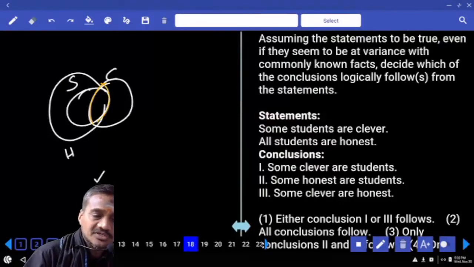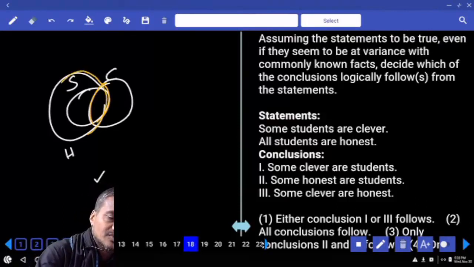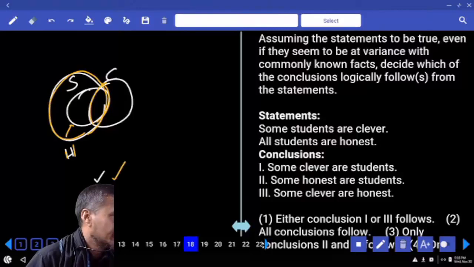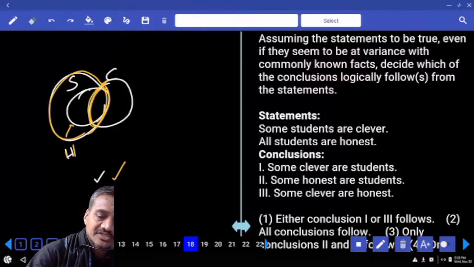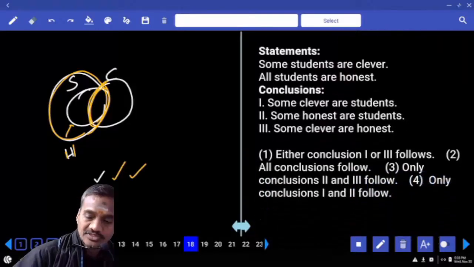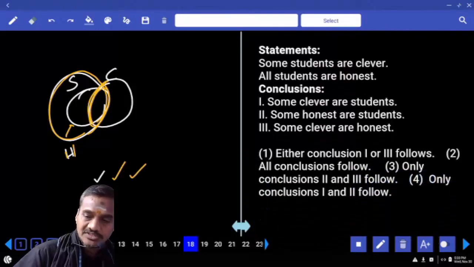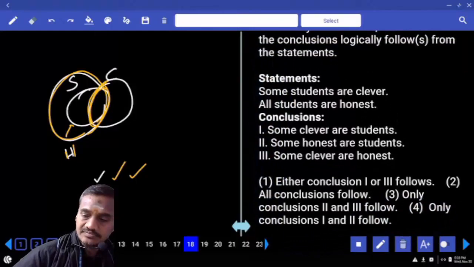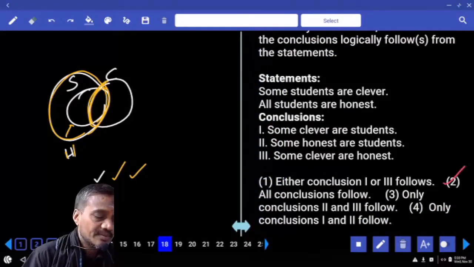And some honest are students. All students are honest, that means some honest are students is also true. And the third one, some clever are honest. Clever and honest, this is the intersection between these two. So what is your answer? All follow. All that is given in choice 2, question number 18. Then 19.